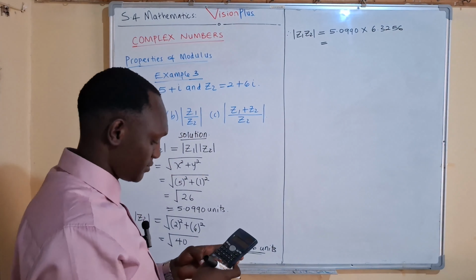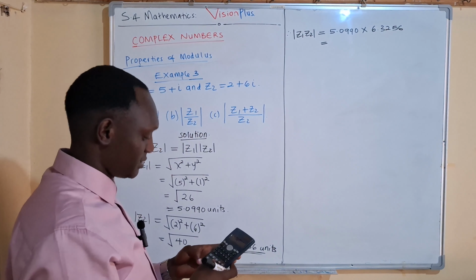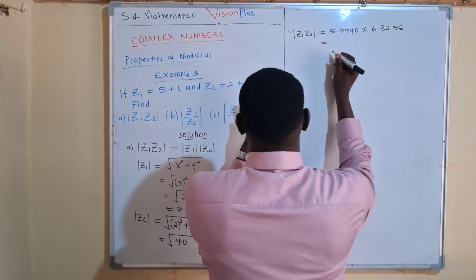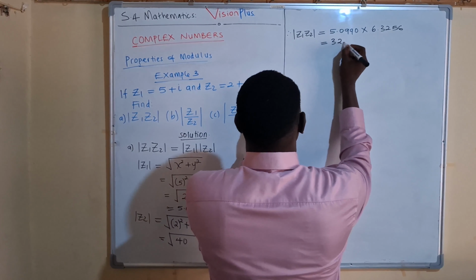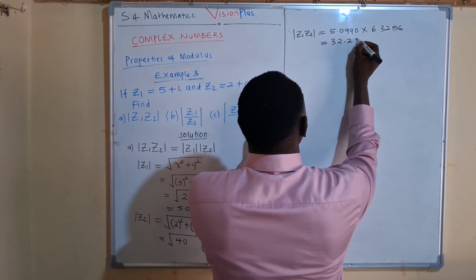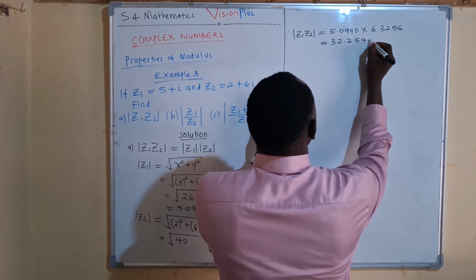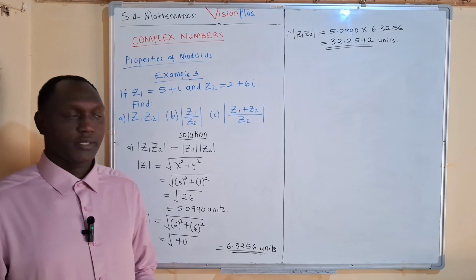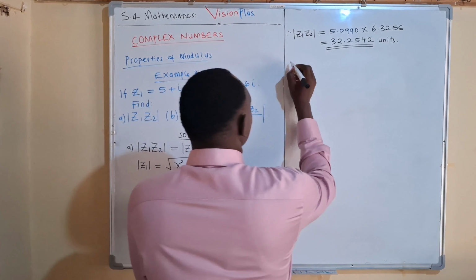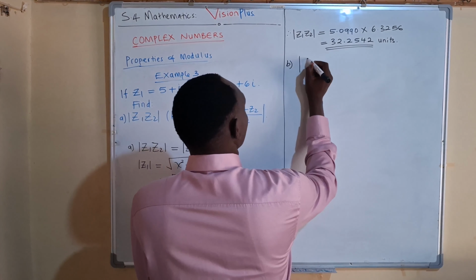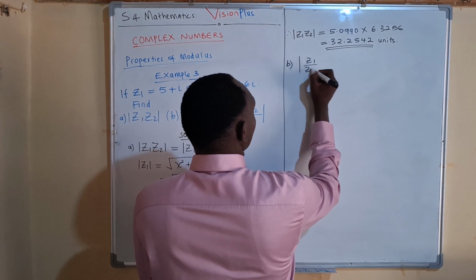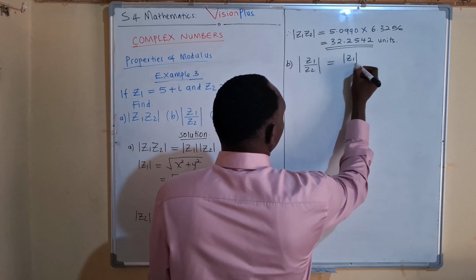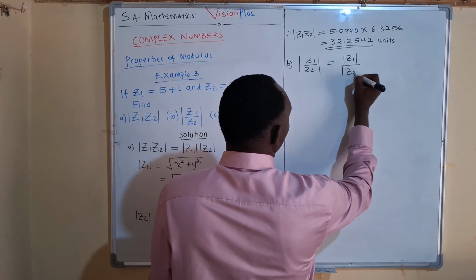So 5.0990 times 6.3256, and this gives us here 32.2542 units. So this is the answer for part A. Part B says that we need to find the magnitude of z1 divided by z2. And this property is the same as the magnitude of z1 divided by the magnitude of z2.